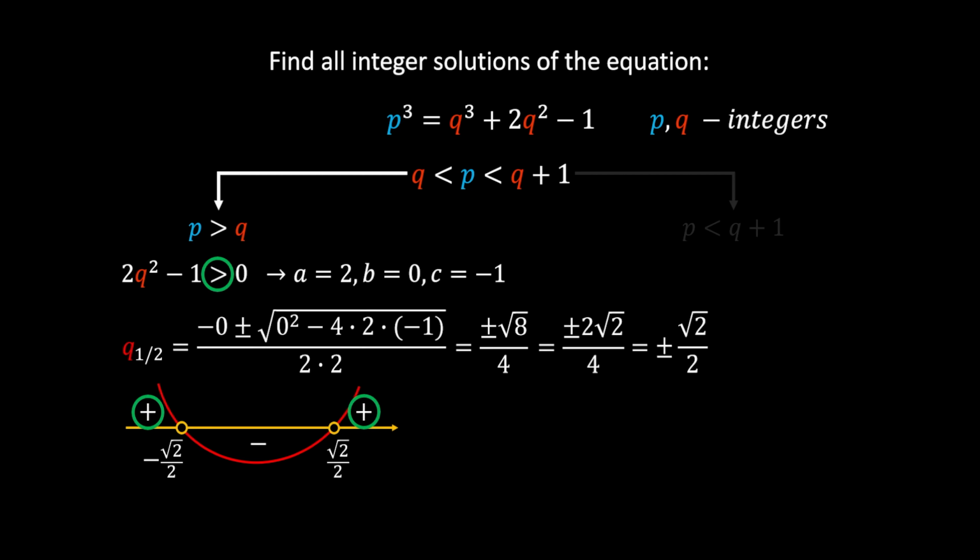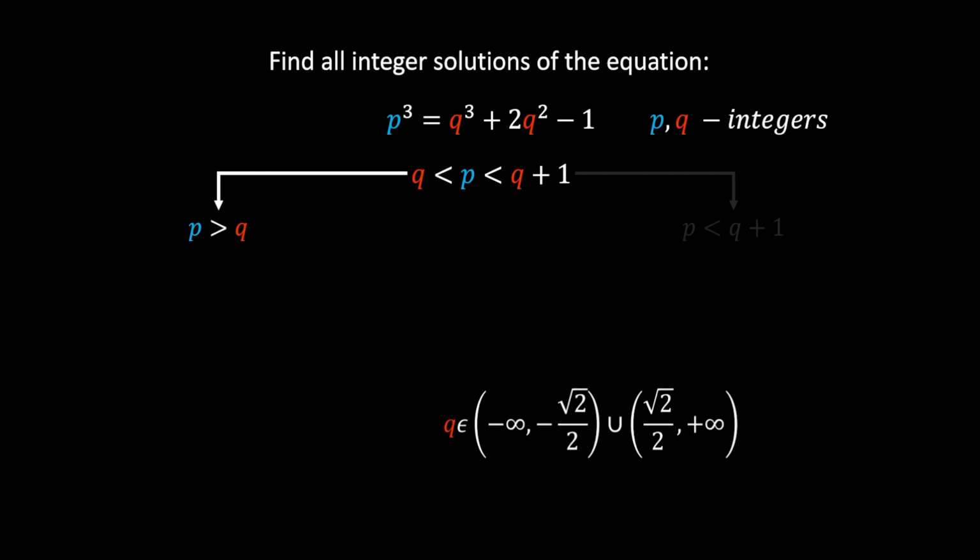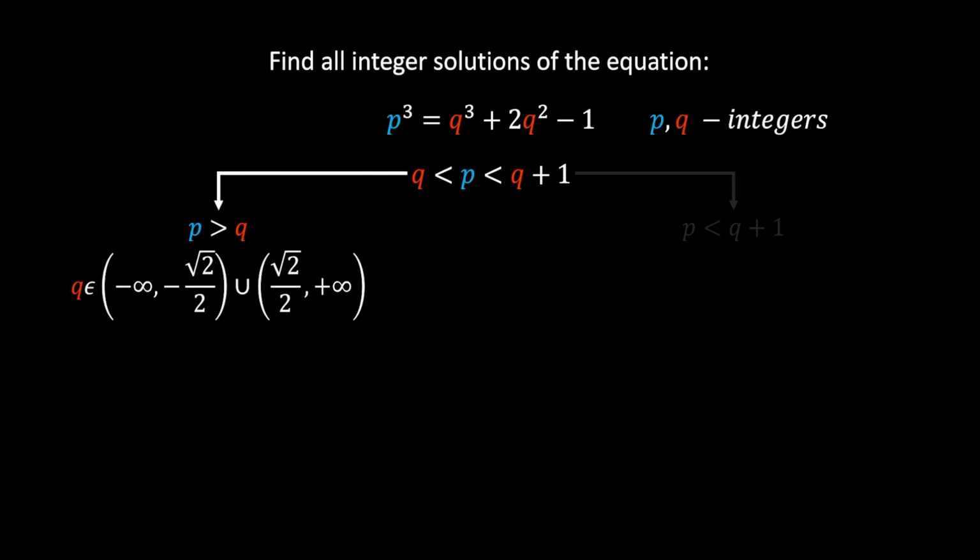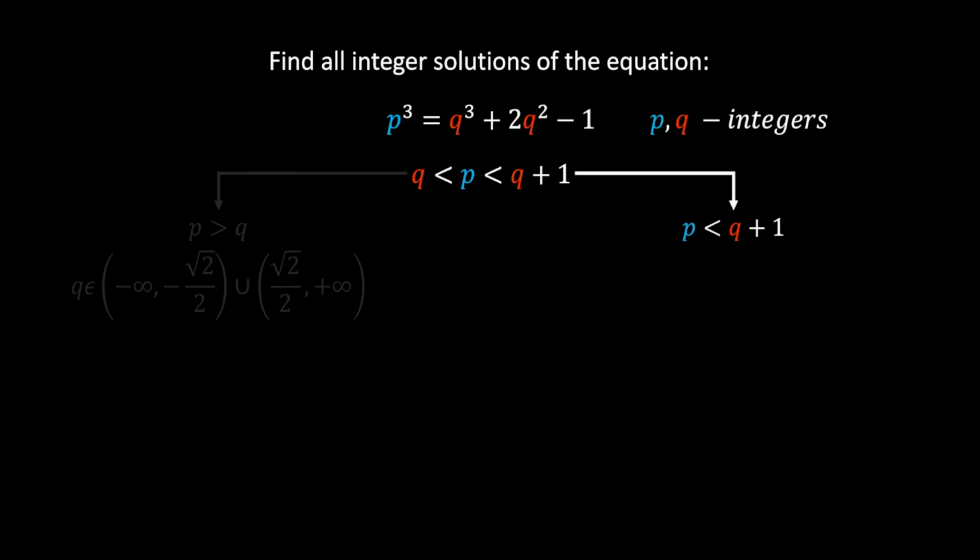So this means that q must be inside the range of minus infinity to minus square root of 2 over 2, and from square root of 2 over 2 to plus infinity. Alright, so now we have the range for our left side, and let's try to find the range for the right side. We're going to do a similar thing here.